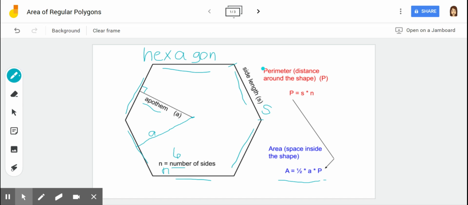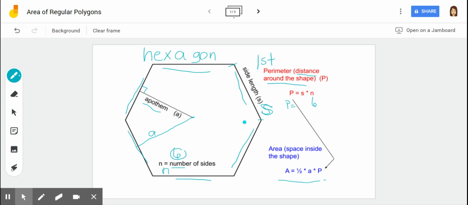So first, we have to calculate the perimeter. Remember, that's the distance around the shape. If we were to start and walk the entire shape, then that is the perimeter. Perimeter is equal to the length of the side, S, times the number of sides. So we're going to take the 6 and use this for our N.